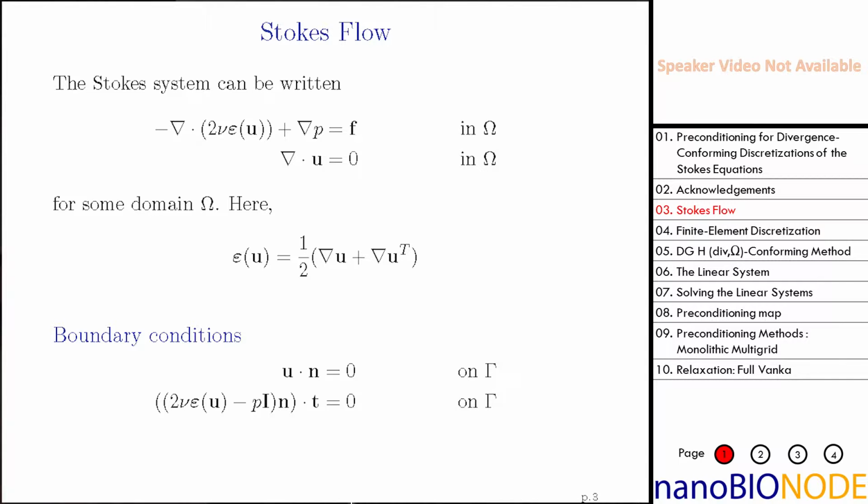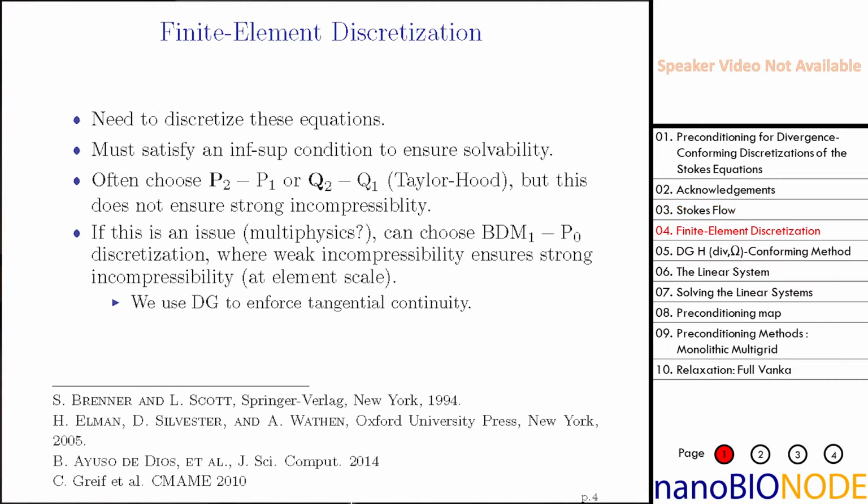The outward flux of the velocity is going to be 0 on the entire boundary, and then we constrain the strain rate tensor like that. All right, so we need to discretize our Stokes equations, and so there's an inf-sup condition that you can read about in any of these papers.